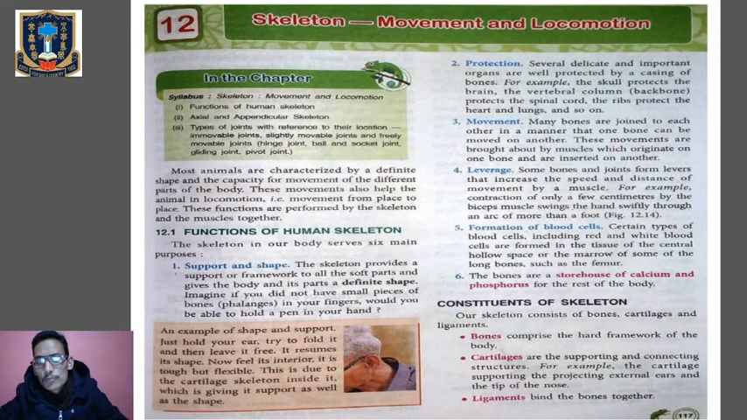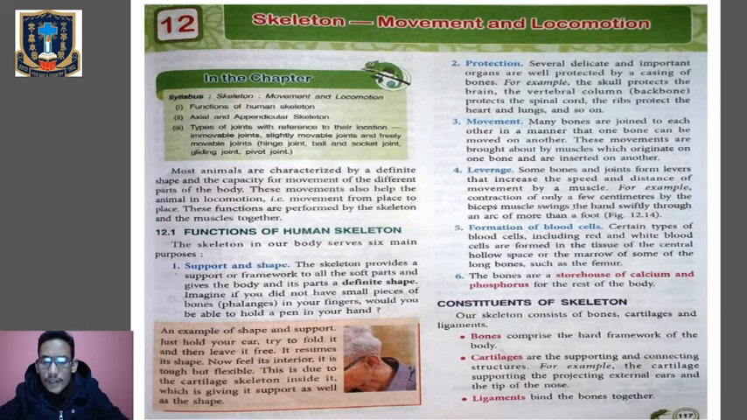Number 2, it gives protection. Several delicate organs like the spinal cord, the heart and the lungs are protected by the skeletal system. For example, the spinal cord, the bundle of nerve fibers, is protected by the vertebral column. The ribs protect the heart and the lungs, so they help in protection.